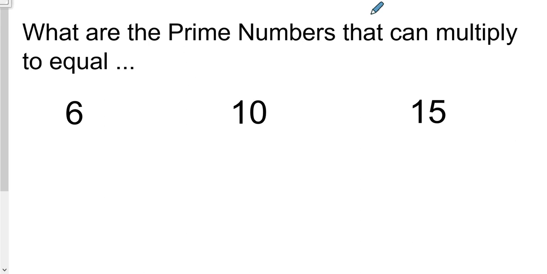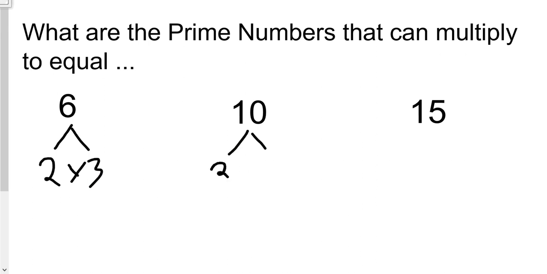Remember, we start off nice and simple. The two prime numbers that can equal 6. Oops. Let's try this again with the pen this time. Are 2 times 3. Prime numbers that can multiply to equal 10: 2 times 5. Prime numbers that can multiply to equal 15 are 3 times 5. Sorry about the penmanship, guys. Remember, this is me using my finger on a touch screen.